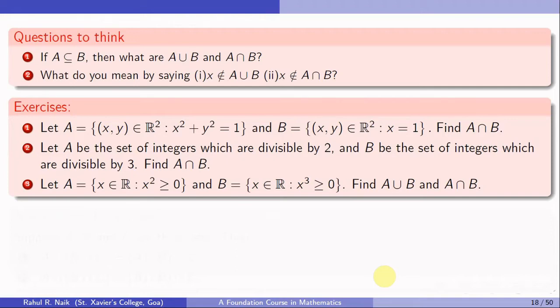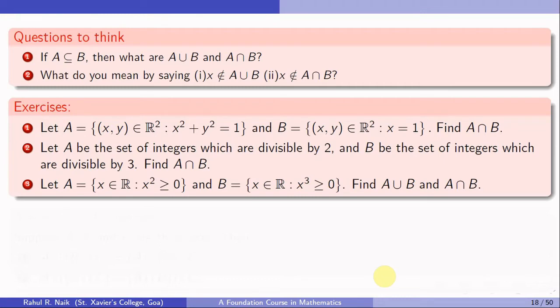A is the set of integers divisible by 2, and B is the set of integers which are divisible by 3. Find A intersection B. And the third one: A is the set of all x in R with the property that x squared is greater than or equal to 0. In fact, you can simplify this set further: the real numbers whose square is always greater than or equal to 0. And B is the set of all x in R such that x cube is greater than or equal to 0. Then the question is: find A union B and A intersection B.